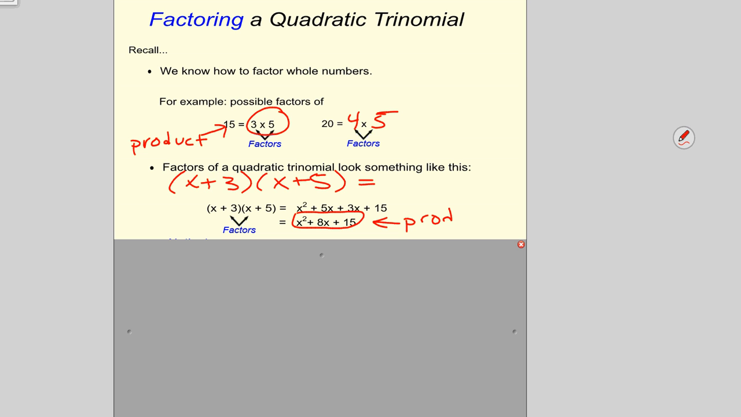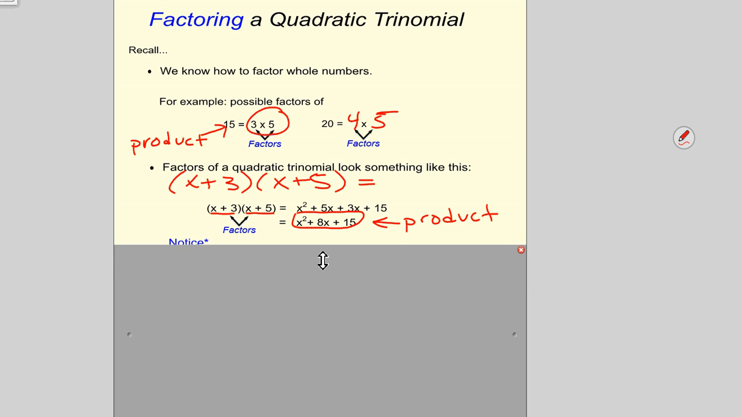This is your product, right? So your factors were x plus 3 and x plus 5. Those are the two things you multiply together. The product is x squared plus 8x plus 15. If we were to name that, we would call this a quadratic trinomial because it's 3 terms and the biggest exponent is a 2, right? So when I multiply these two factors together, the product is this quadratic trinomial. So we're going to basically factor today. We're going to work backwards. We're going to give you the quadratic trinomial, and you're going to have to give us the factors.